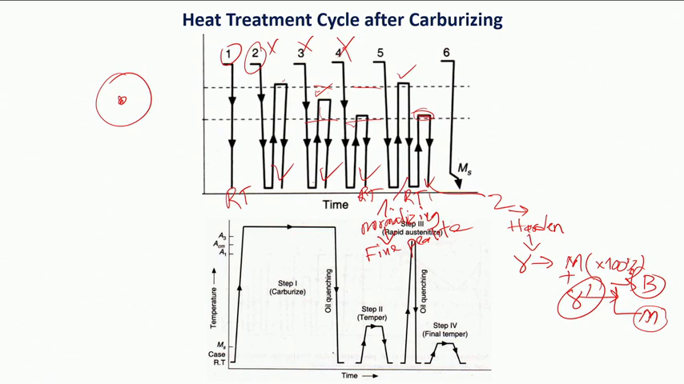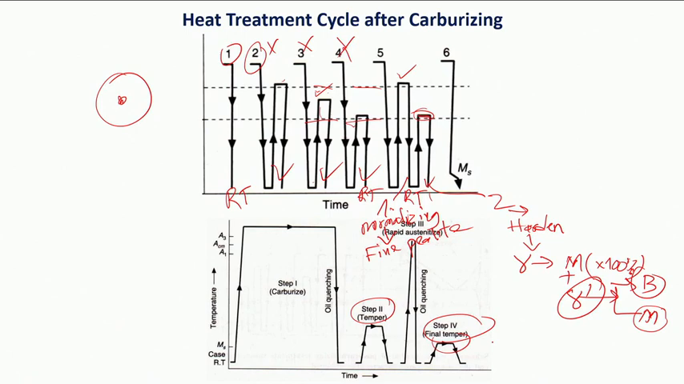So after the final quenching, we can carry out tempering to convert part of the martensite into tempered martensite, and then we do a final tempering at a lower temperature, which is only for stress relieving. So by and large, what we need to understand is that carburizing is a process to introduce carbon.